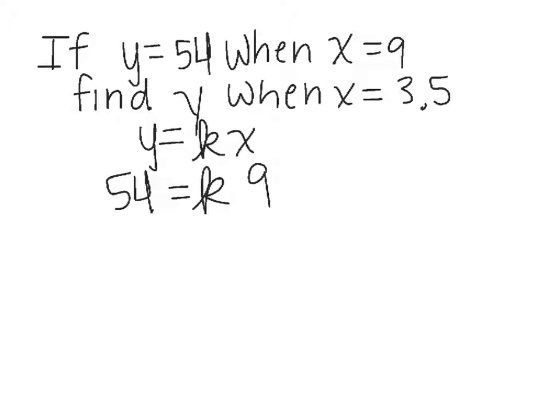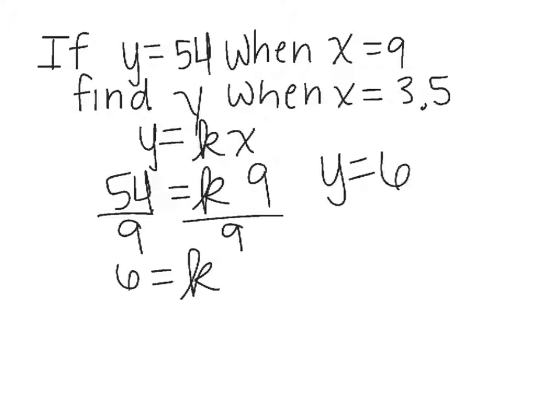Y varies directly as x. So that means it works in this equation. Divide by 9, divide by 9, and we've got 54 divided by 9 to be 6. So our k value is 6 there. Now, again, the first part of my answer is going to be write a direct variation equation. That's going to be y equals 6x, part 1 of my answer.